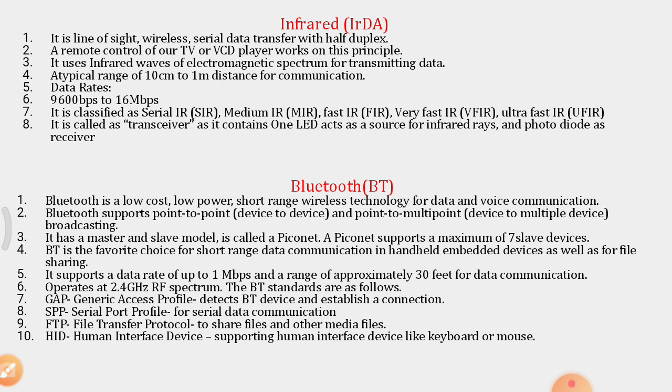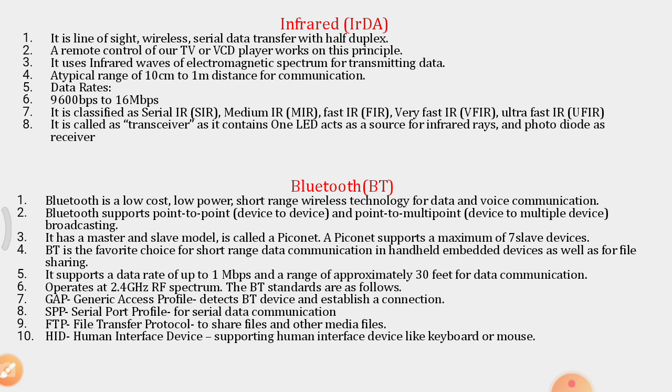It uses infrared waves of the electromagnetic spectrum for transmitting data. Typically, the range of these infrared waves is from 10 centimeters to 1 meter distance for communication. The data rates are 9600 bps to 16 Mbps. Based upon the data rates, it is classified into serial IR (SIR), medium IR, fast IR, very fast IR or ultra fast IR.